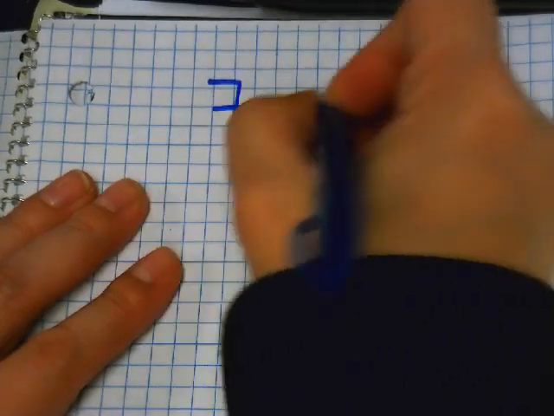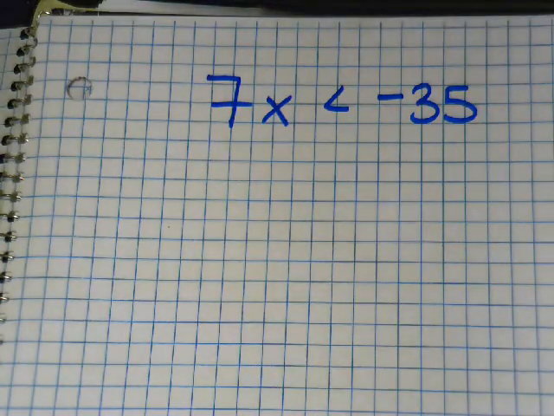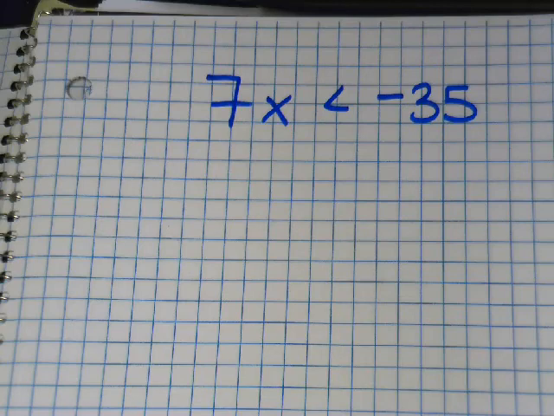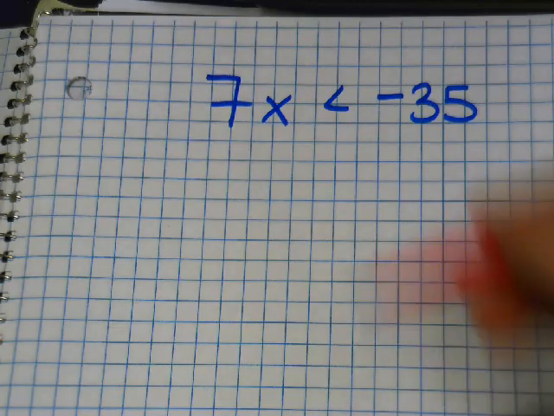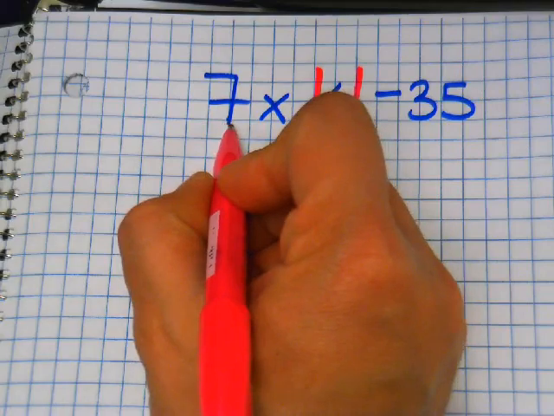All right, let's make it harder. 7x is less than negative 35. So how do I break it up? How do I get x all by itself? I have to break this up. This means multiplication. So I have to do the opposite, and the opposite is to divide.